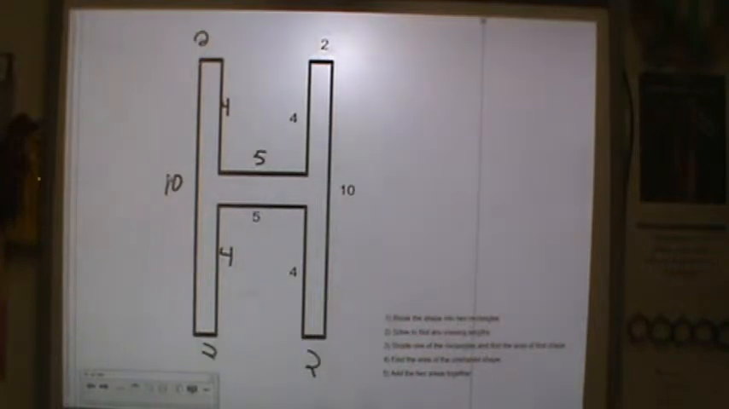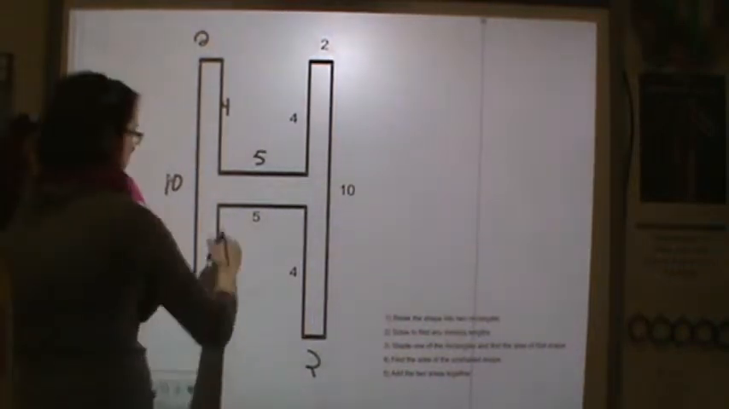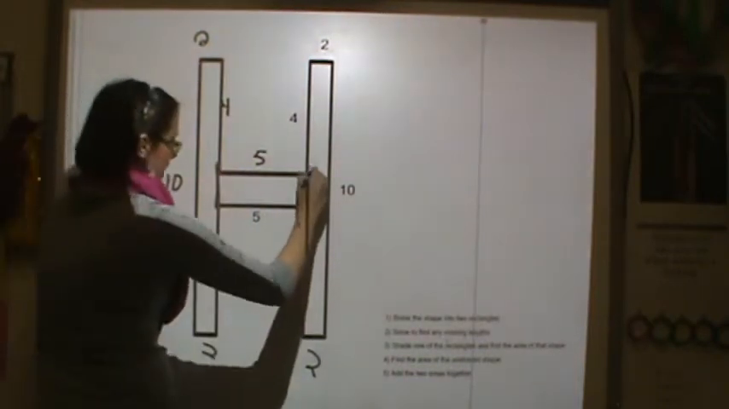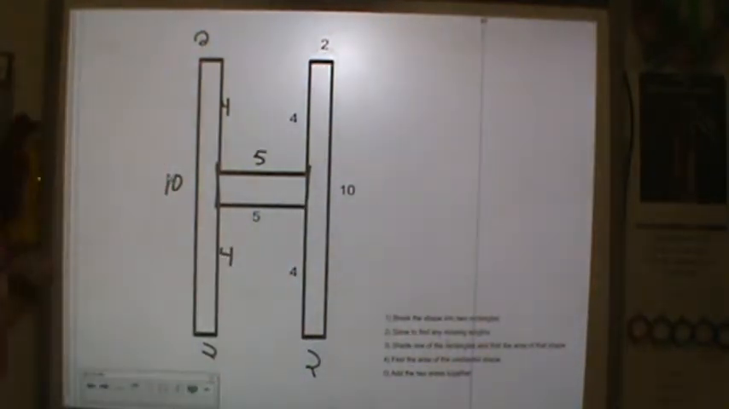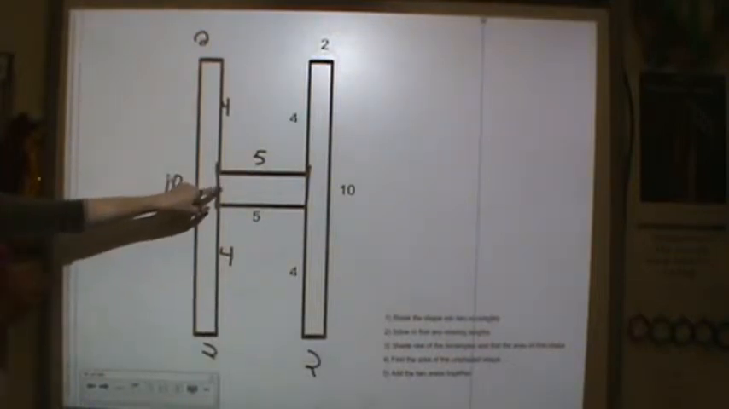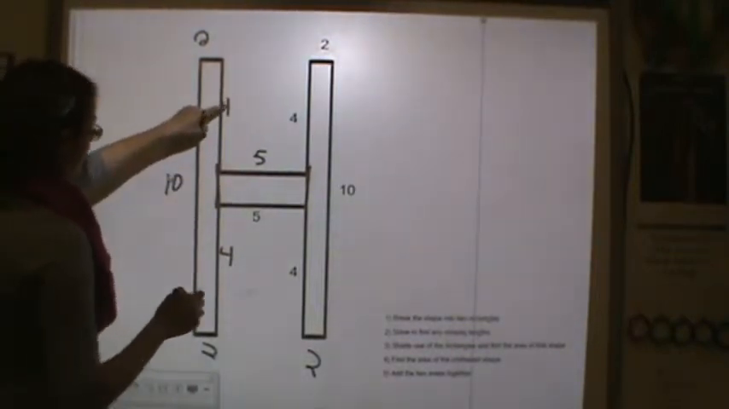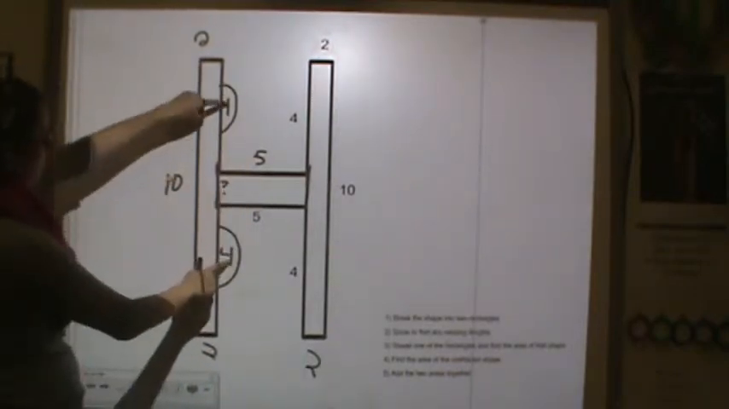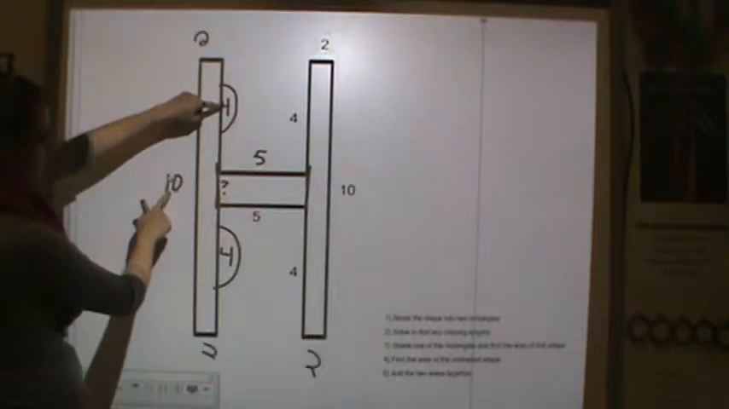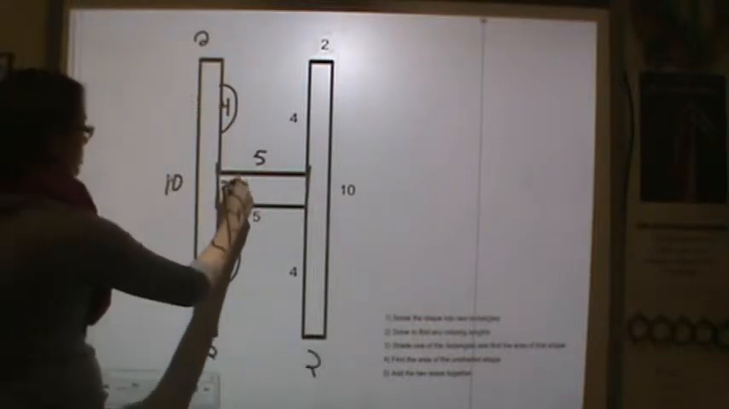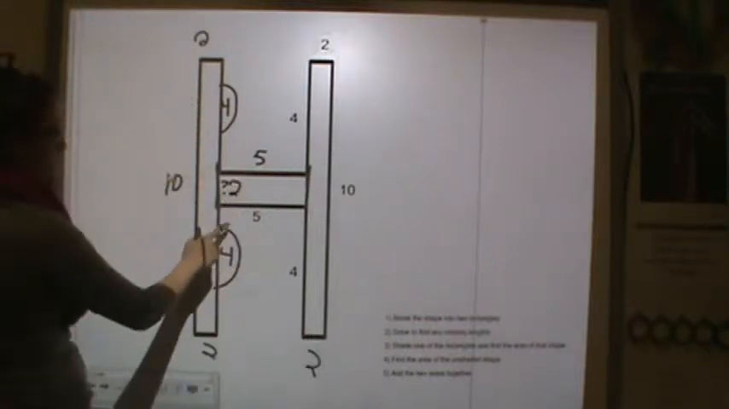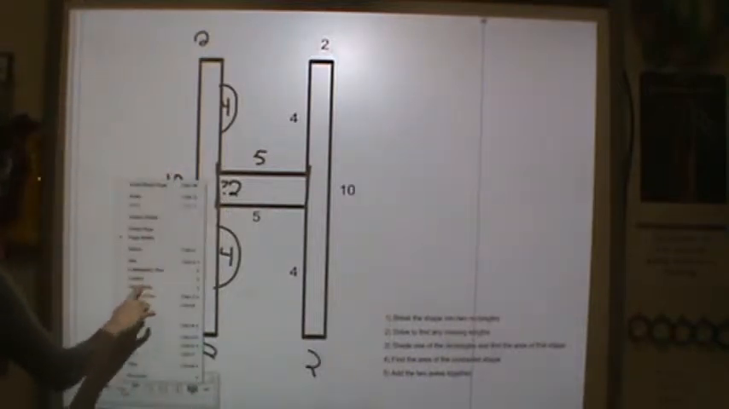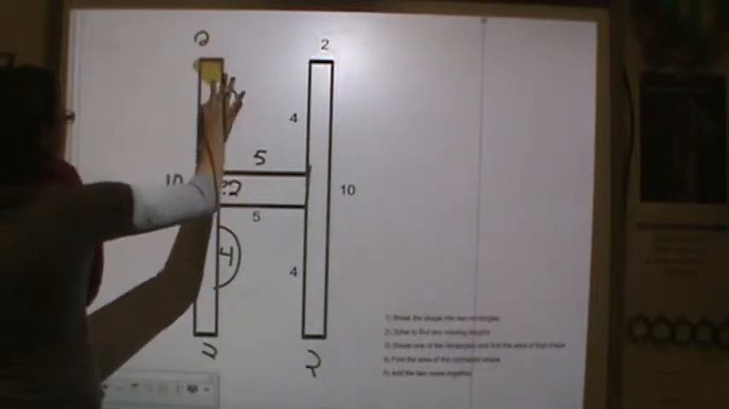So I'm pretty much done, but now I need to break the shape into rectangles. If I draw a line here, I've created a rectangle, and I draw a line here, I've created a rectangle. Now I have this extra line. You see it? So I have these 3 short sides here, 4, 4, and something. Well, 4 and 4 and something has to get to 10. So that piece right here would be 2, because 4 plus 4 is 8, 2 more would get you to 10.